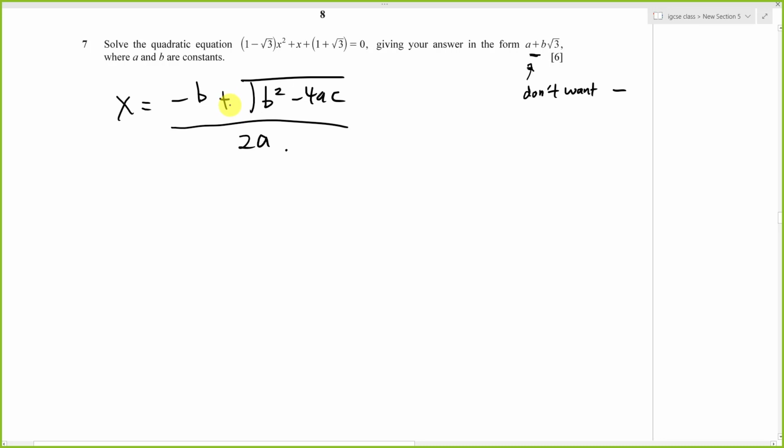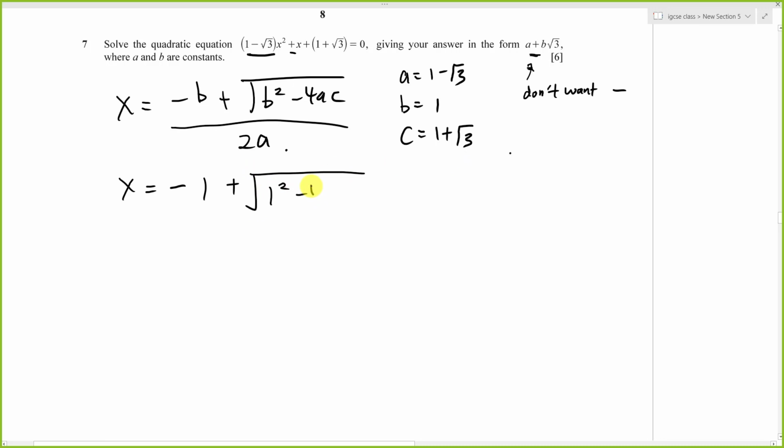Alright, and then of course the next thing you need to know is what A, B, and C are. Your A is quite obvious, the coefficient of x squared, which is 1 minus square root 3. Your B is just 1, the number in front of x. And your C is 1 plus square root 3. Alright, then we'll solve it. Negative B, which is negative 1, plus the square root of B squared, 1 squared, minus 4AC, divided by 2A.